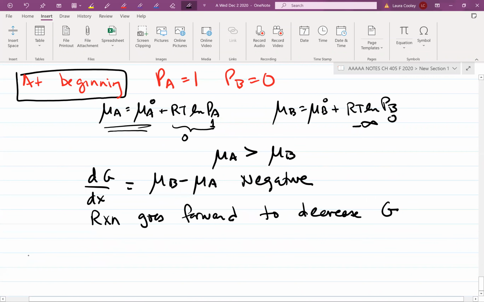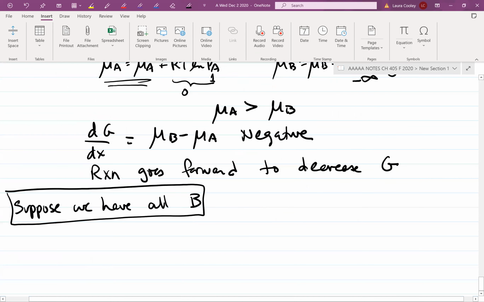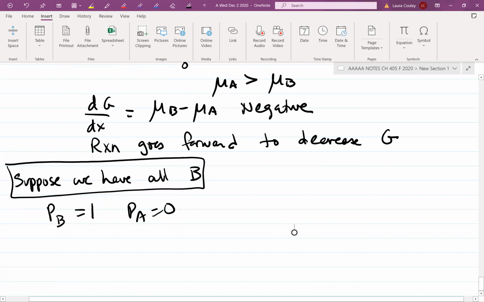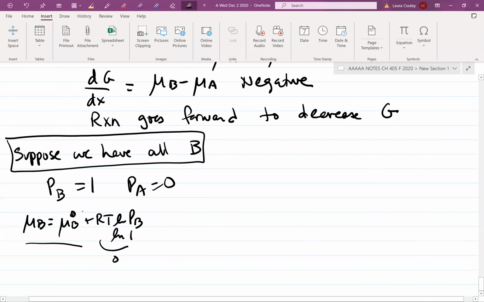Okay, suppose we started at the end. Suppose we have all B instead of all A. So our PB is equal to 1 and PA is equal to 0. Well, then we have the opposite situation, right? Then our mu B is going to be mu B 0 plus RT log of PB, and this is going to be the log of 1, so this is 0, so mu B is mu B 0, that's fine.